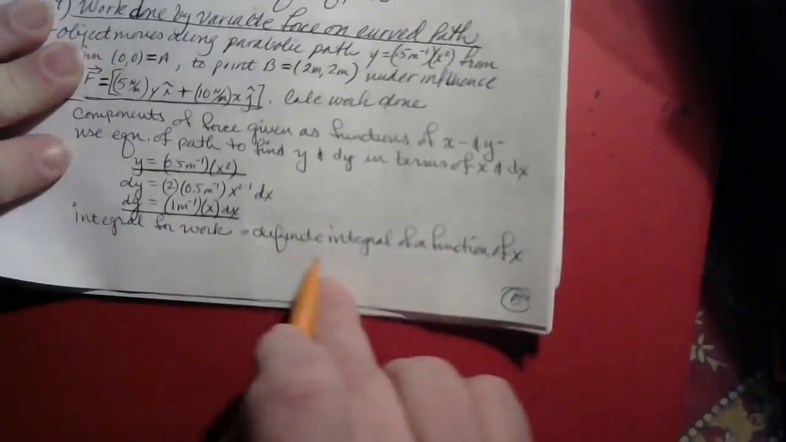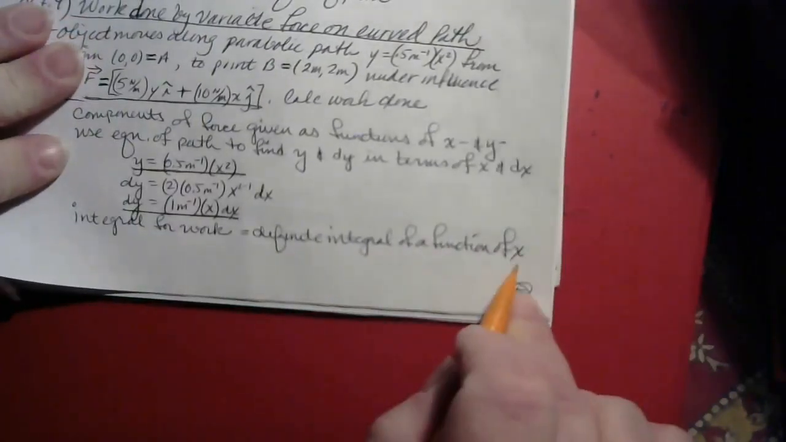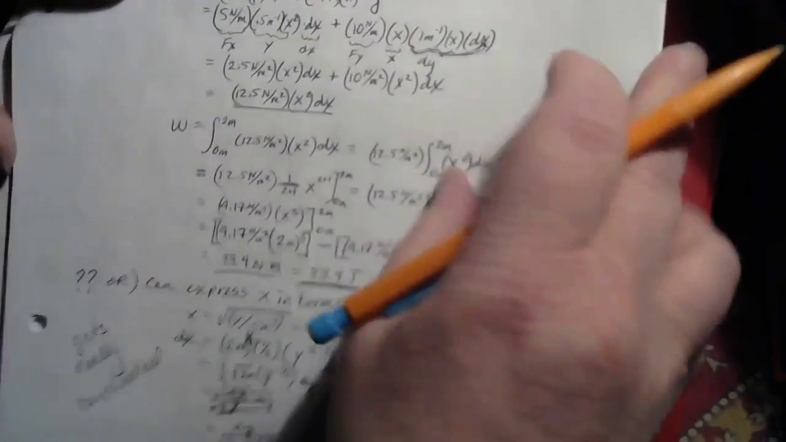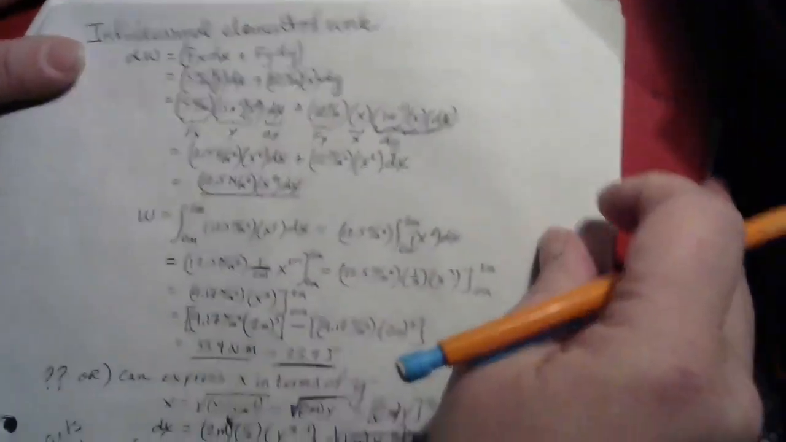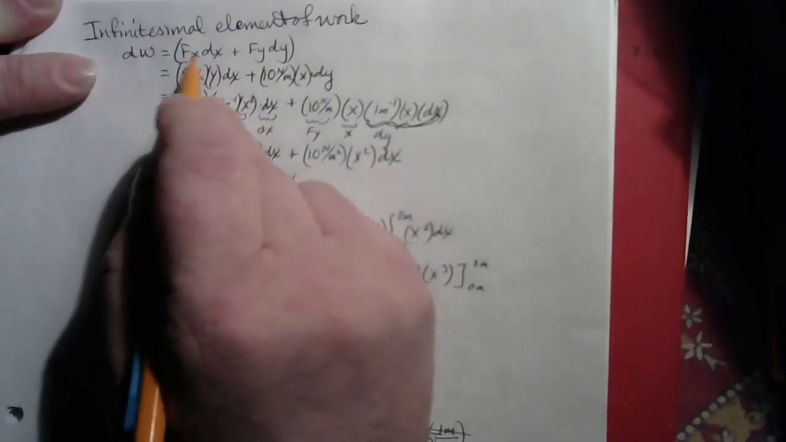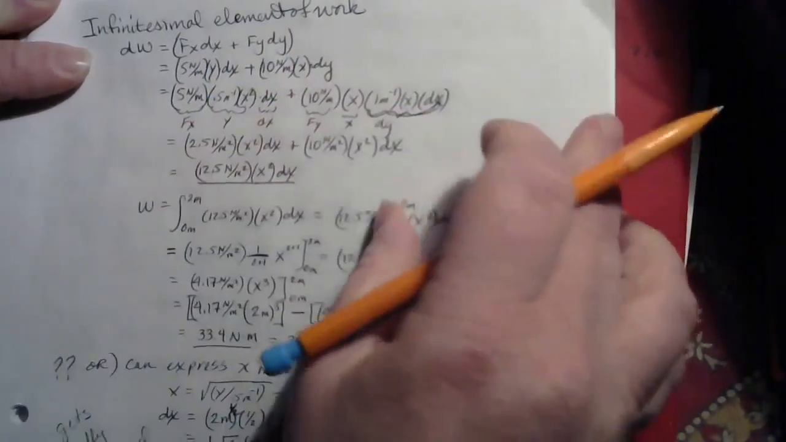The integral for work is just a definite integral of a function of x. So if we look at the infinitesimal element of work, or the infinitesimal increment of work, if you want to think of it like that, dW should be equal to Fx dx plus Fy dy. We don't have any z term here, so that makes it a little bit easier.